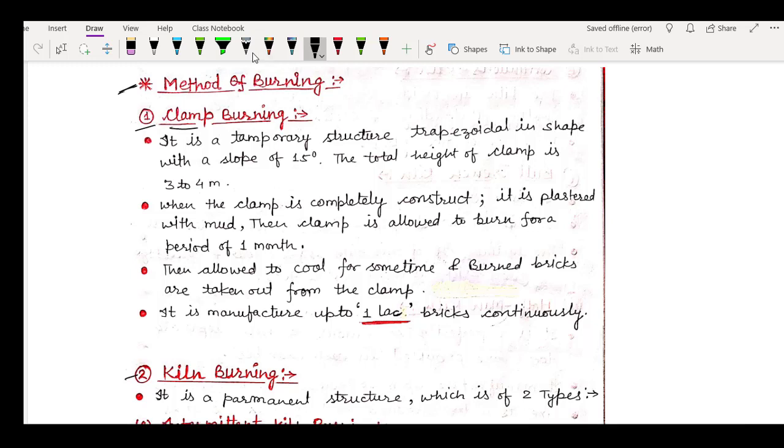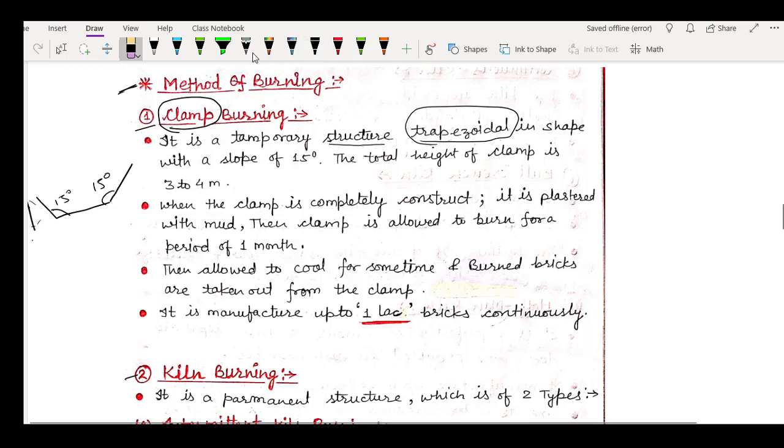As the name itself suggests, clamp means to put things above each other. The basic highlights of clamp burning: it is a temporary structure, not permanent, trapezoidal in shape with a slope of 15 degrees, and the total height of the clamp is 3 to 4 meters. It looks like this. This slope is 15 degrees, and the height is 3 to 4 meters.